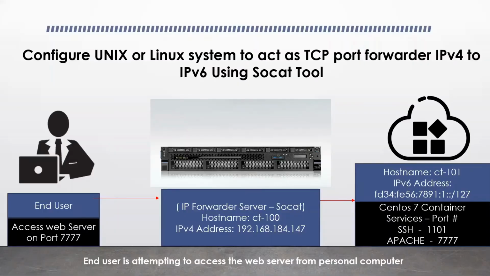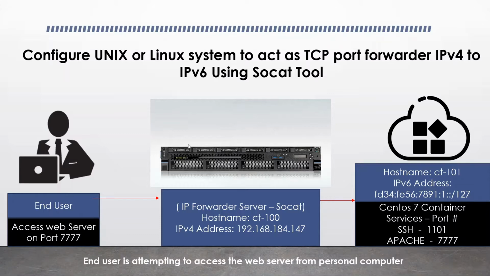Hi, in this tutorial I will go over how to configure your Linux server to act as a TCP port forwarder. So basically we are going to forward IPv4 to IPv6 using a tool called Socat.